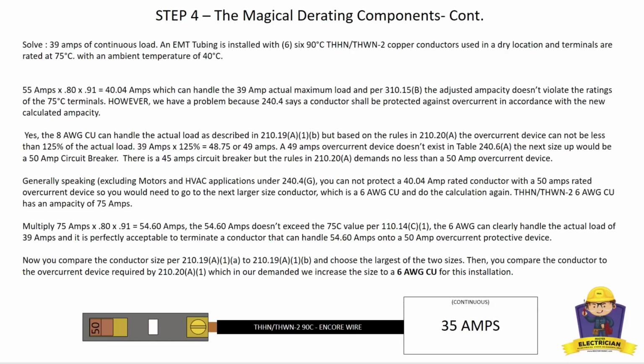And it's perfectly acceptable to put a conductor that has a capacity of 54.6 amperes. Again, I'm not using that 54.6 amperes. I'm just using a conductor that actually has the ability to have that. But I'm terminating it on a 50 amp overcurrent device, and the code allows me to do that. So when you compare the two of 210.19(A)(1)(a) and 210.19(A)(1)(b), you choose the larger conductor that results in the calculation.